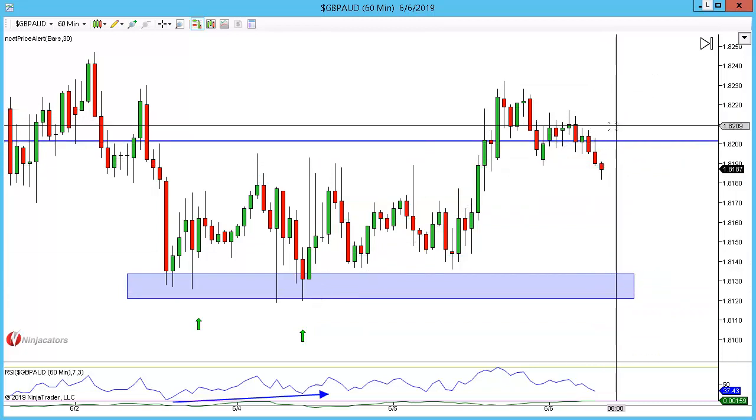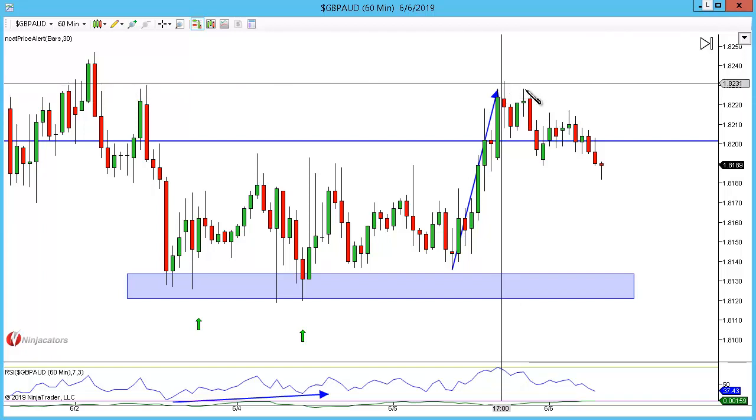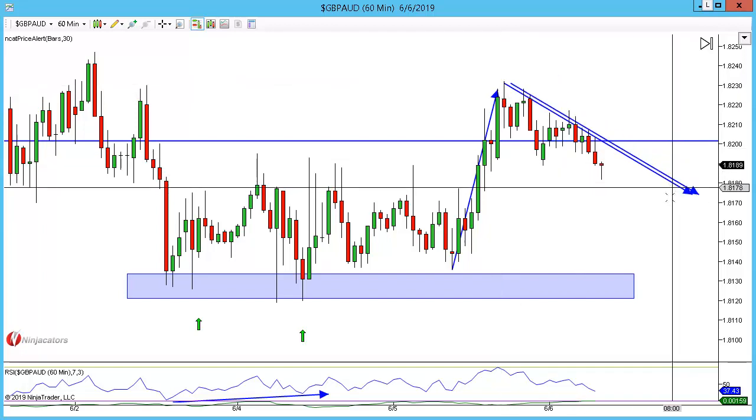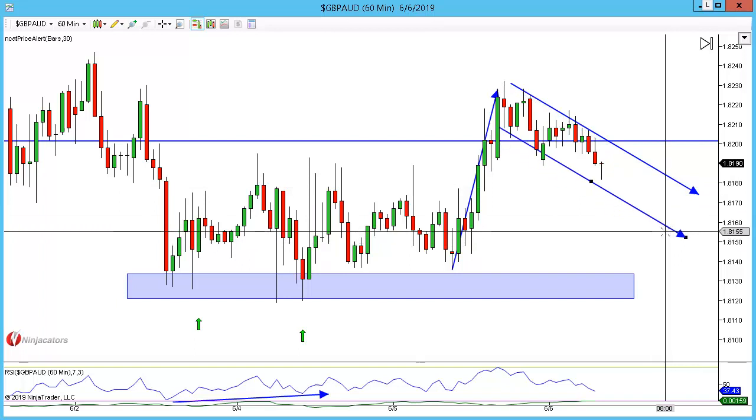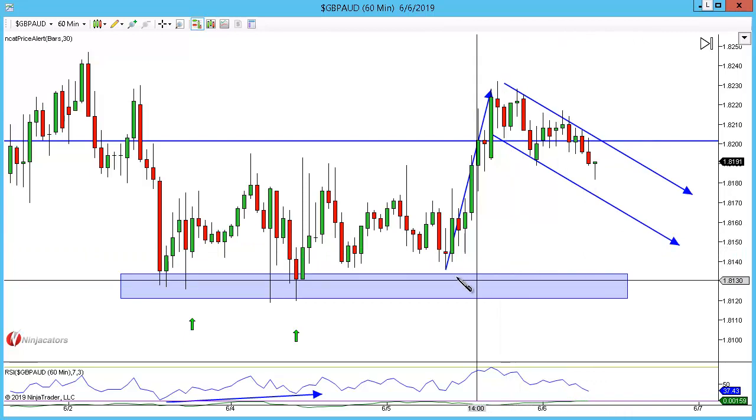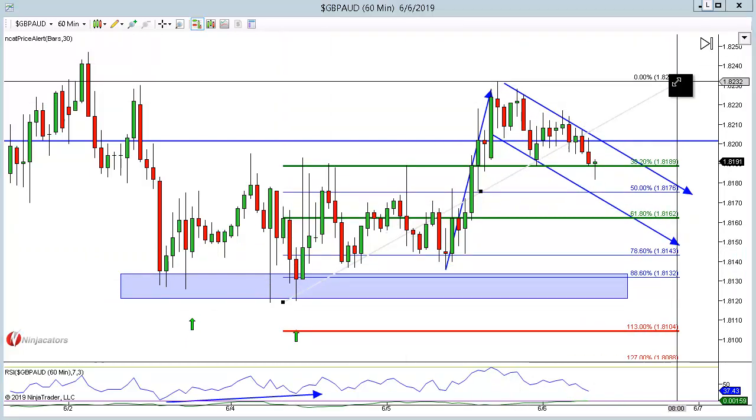What I do like, but it's not offering anything, is this opportunity here, but it's not meeting the rules for a flag pattern. I am going to be keeping a close eye on it though. Let me just throw back on that 61.8 fib.